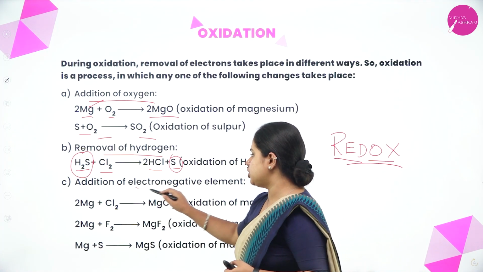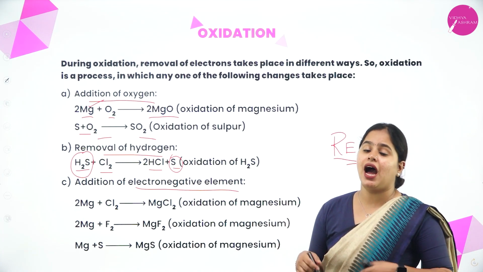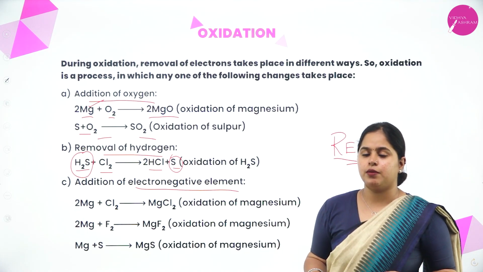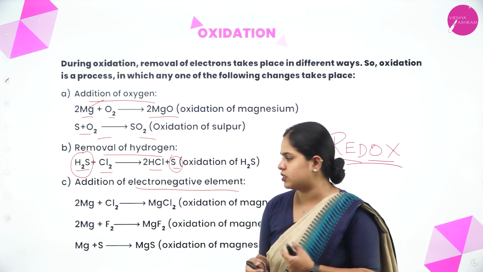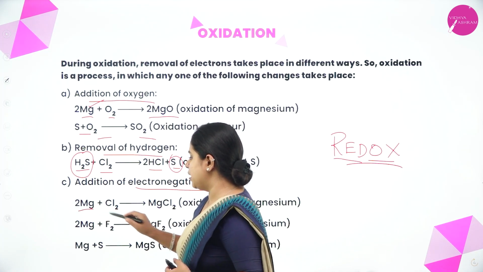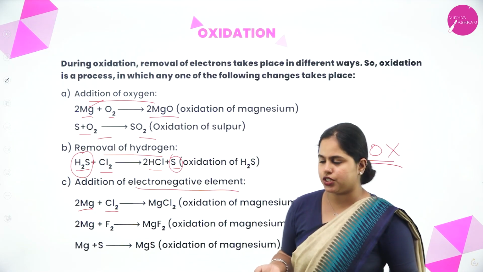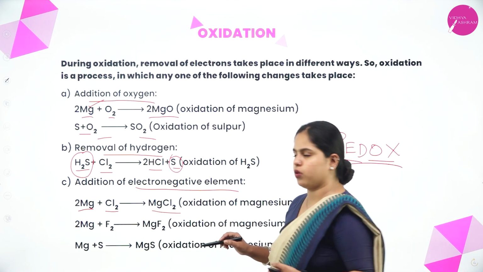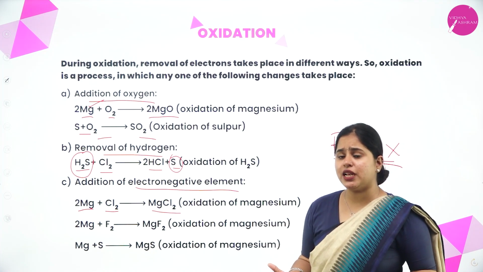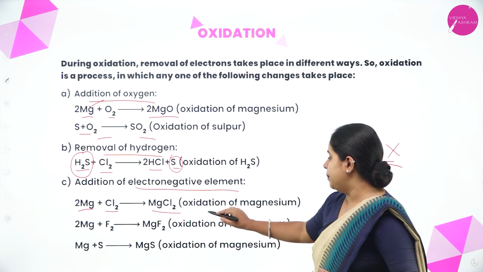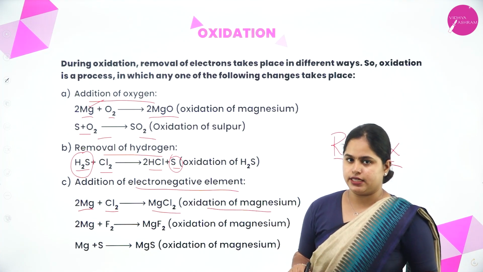The next one is addition of an electronegative element. By adding a more electronegative element, we can say that the substance is undergoing oxidation. You can see here magnesium, to which chlorine is added. Chlorine is an electronegative element, right? So what happens? You get magnesium chloride. Which element is getting oxidized here? Magnesium is getting oxidized here, right?